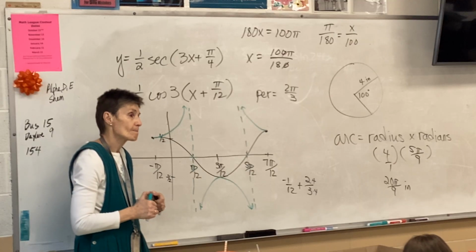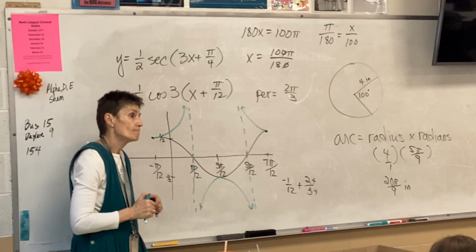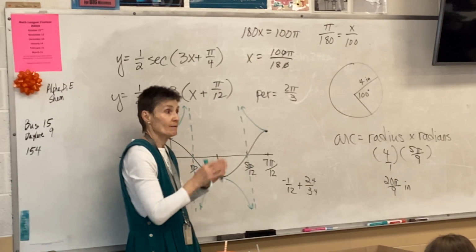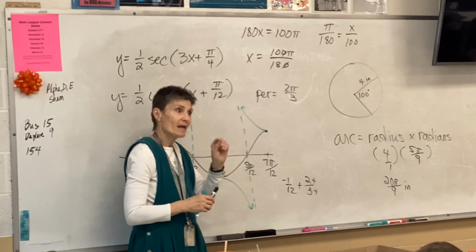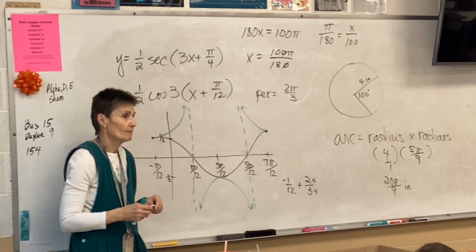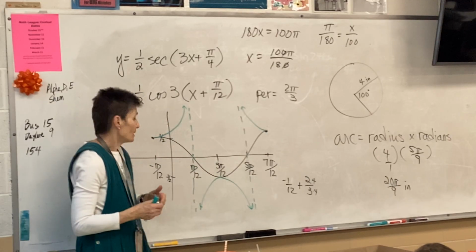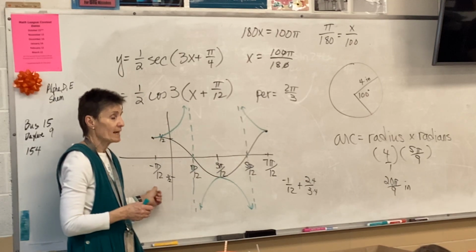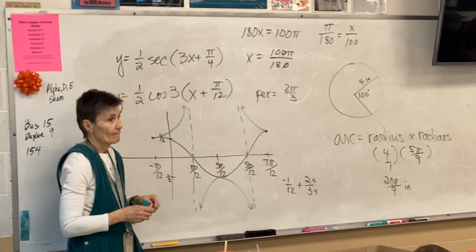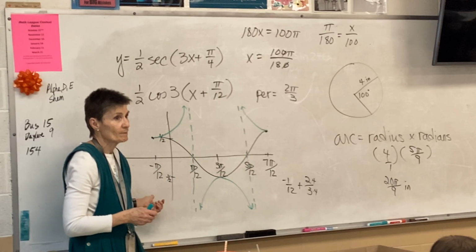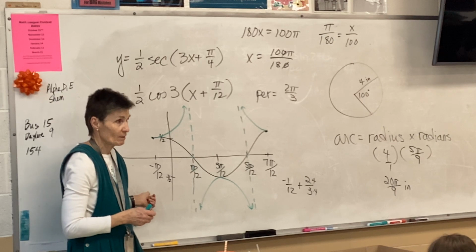Do we have to put the plus or the positive for the phase shift and vertical shifts? No, if they are positive, just putting the number is fine. If they're negative, you'll have to include the negative or down. So this phase shift would be negative pi over 12. Dana, are you listening to me? The phase shift would be negative pi over 12.